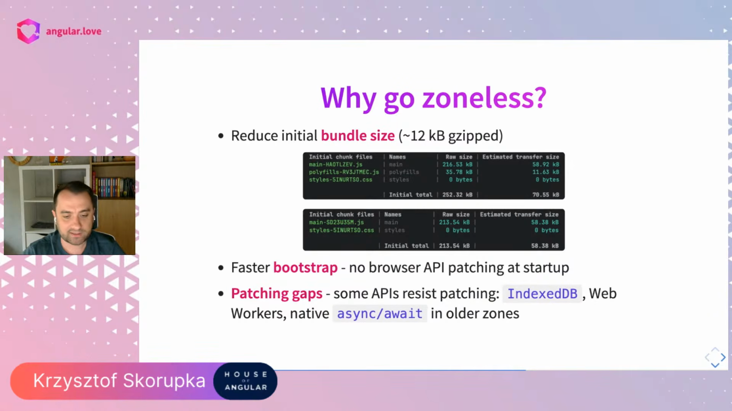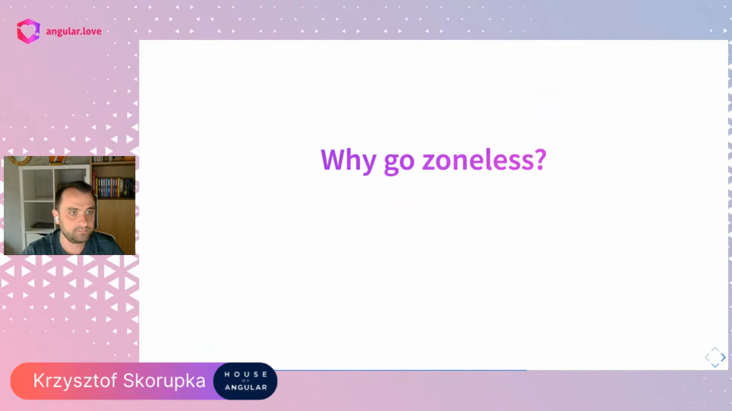Another thing, this is kind of niche, but still, there were some APIs that were not really easy to patch, like IndexedDB callbacks and some web worker APIs. But the most important thing is also native async await, because this couldn't really be patched by Zone.js. So there are some other ways that we need to treat them to really backport this. So Zone is still aware of this, but this is definitely not ideal.